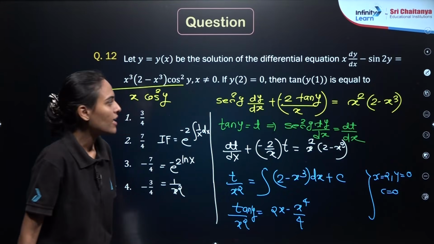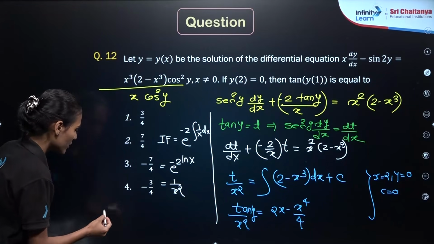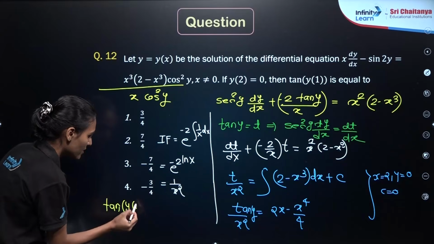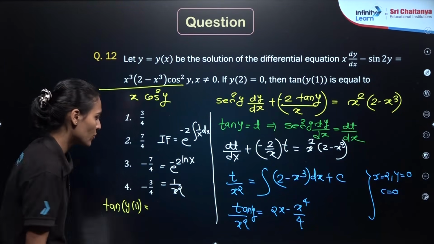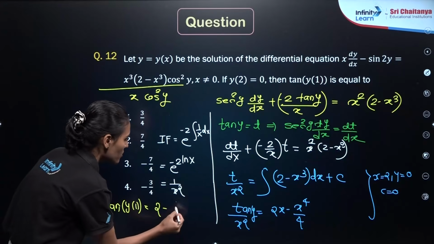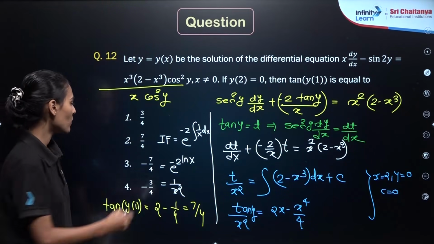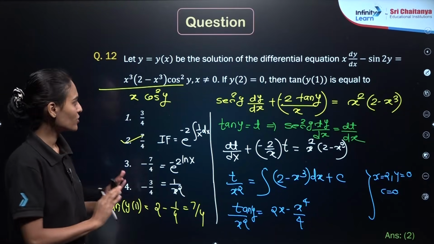Now you find at x equal to 1 what is the value. That is simple now. So substitute, what will be tan of y at 1, means at x equal to 1, what is the value. This is 1 square, no problem. This is 2 minus 1 upon 4, which is nothing but 7 upon 4. So here option 2 is correct, right. So in this way you can approach this question.